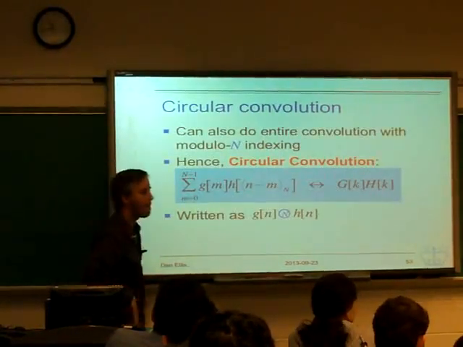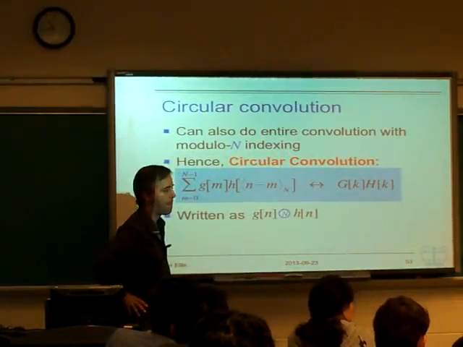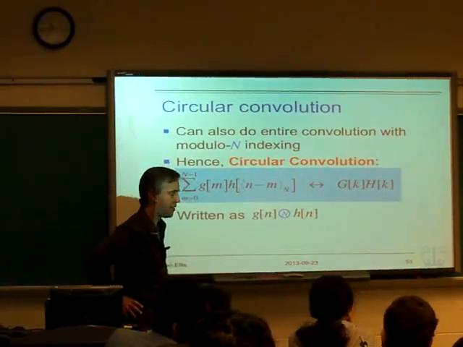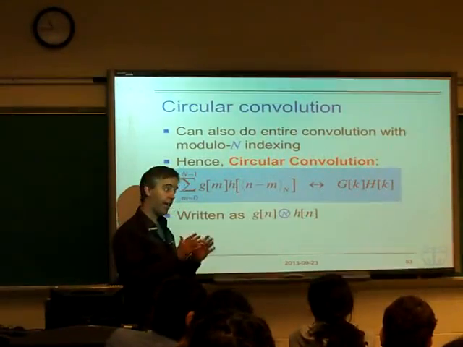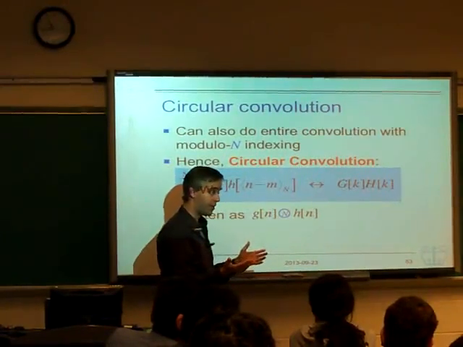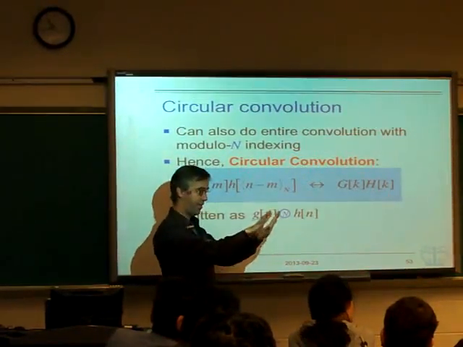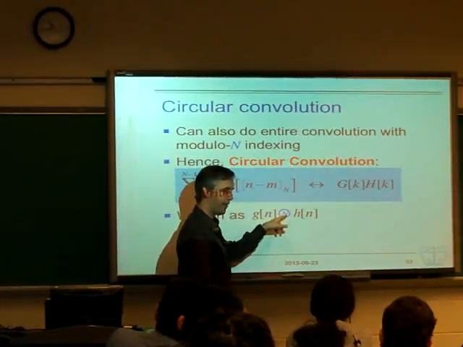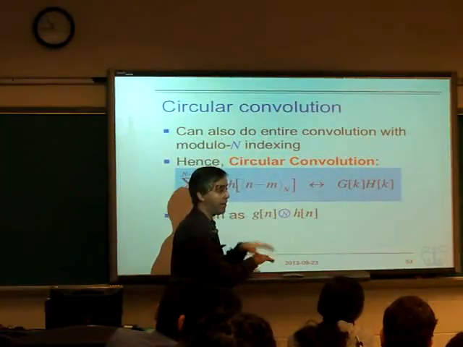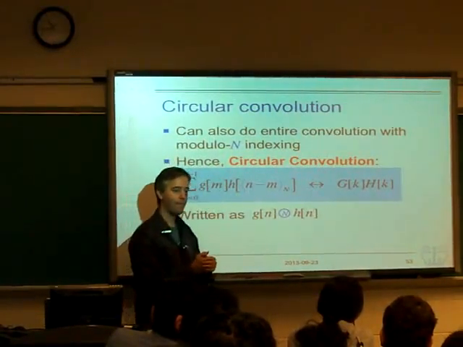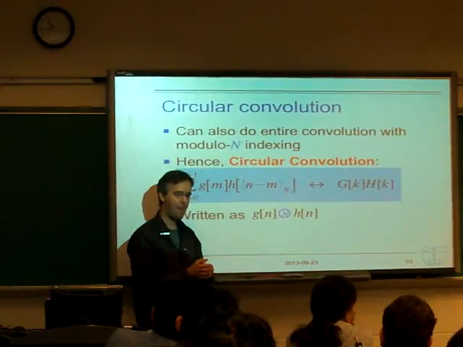So if we had two 8-point sequences and we put a star in between, would it mean something different? Yes. If we had two 8-point sequences, we could do regular convolution, g of n convolved with h of n, and that would give us a 15-point sequence out. But if we put a circle with an 8 in the middle, we get an 8-point sequence out, which is the circular convolution, which turns out to be the time-aliased version of the 15-point convolution.